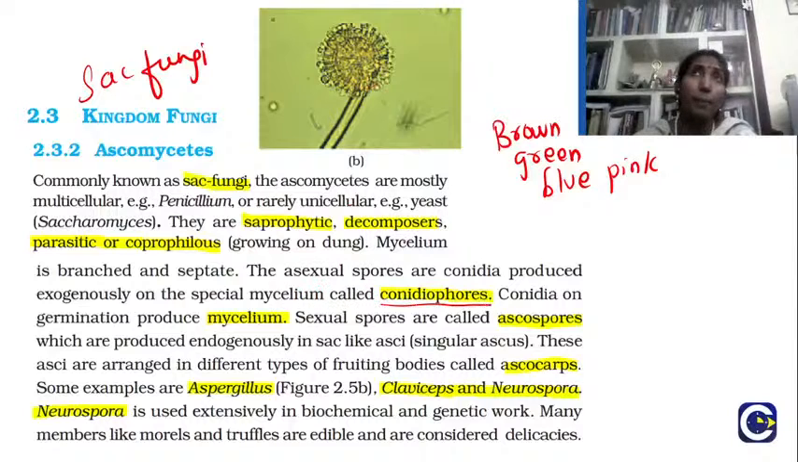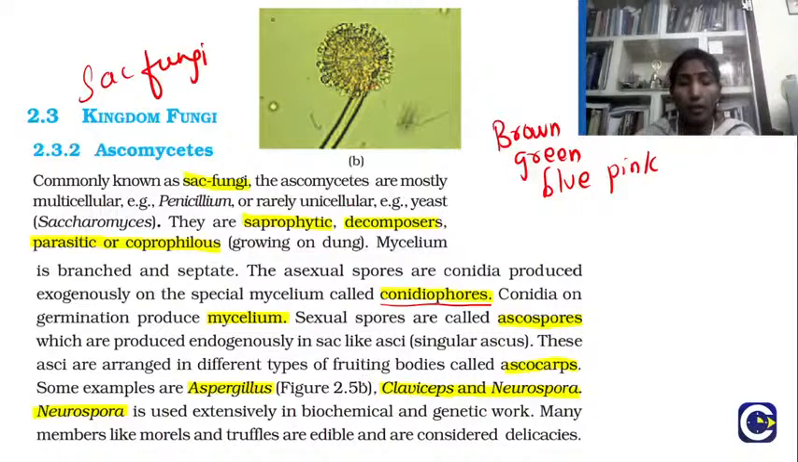So if they ask which characteristic this is, you should know that conidiospore is a characteristic of Ascomycetes, the sac fungi. Conidia on germination produce the mycelium. Next, the sexual spore is the ascospore of the Ascomycetes. These are produced endogenously in a sac-like ascus, and they are arranged in different types of fruiting bodies called ascocarp.